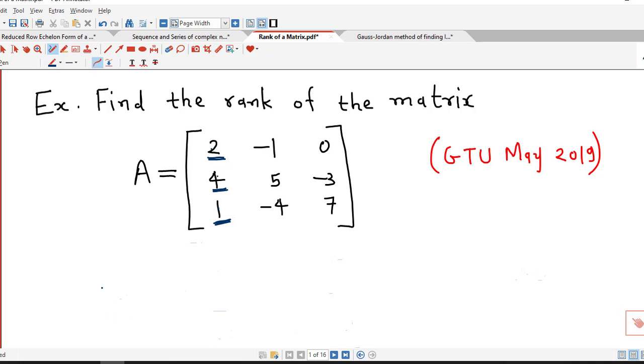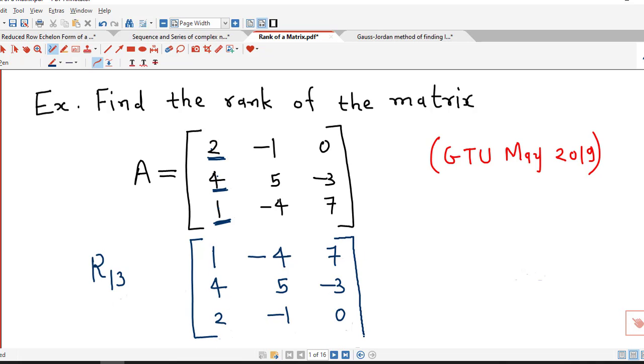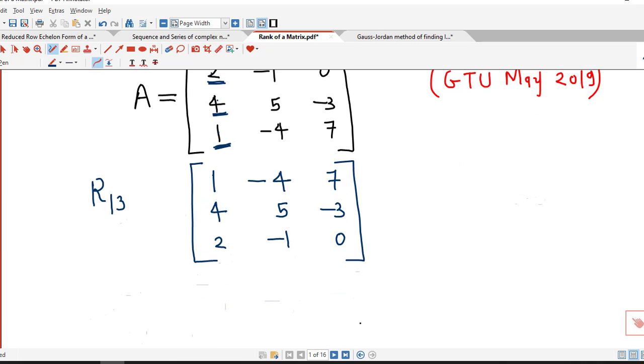So here we first interchange the first and third rows. I write 1, minus 4, 7, the third row in place of the first row; the second row as it is, 4, 5, minus 3; and the third row is replaced by the first row. Now this is equivalent to the given matrix. Now we have 1 as the first non-zero entry of the first row, so using 1 we will make these two entries 0.